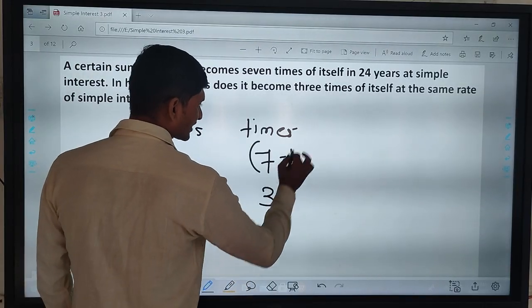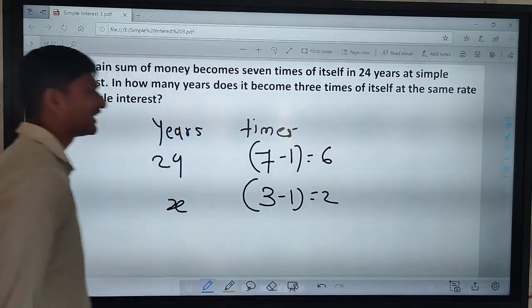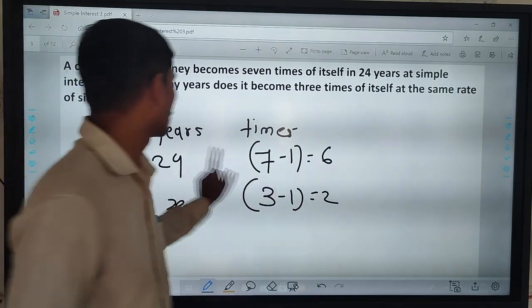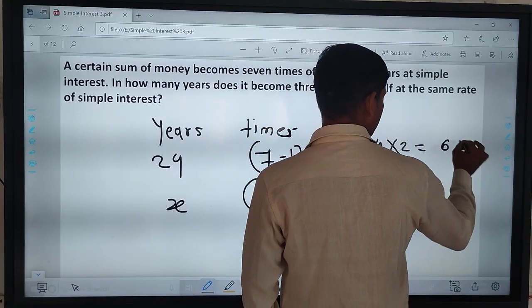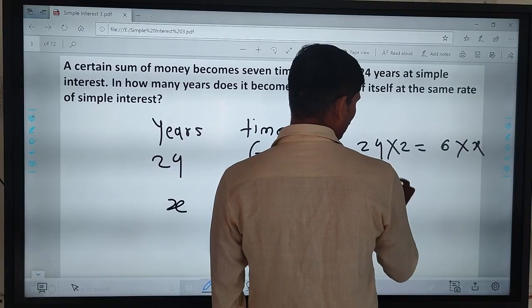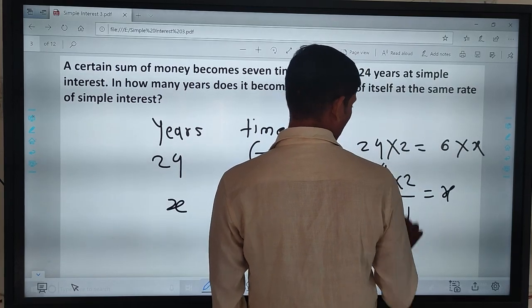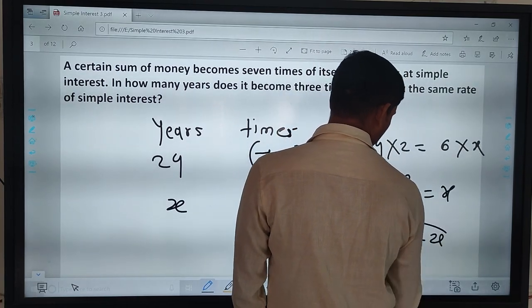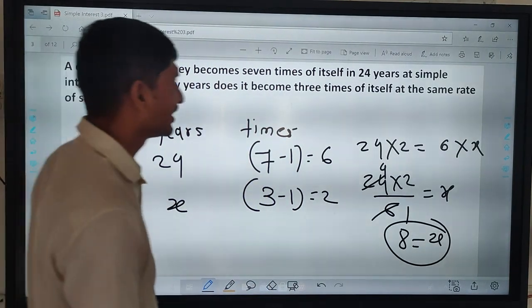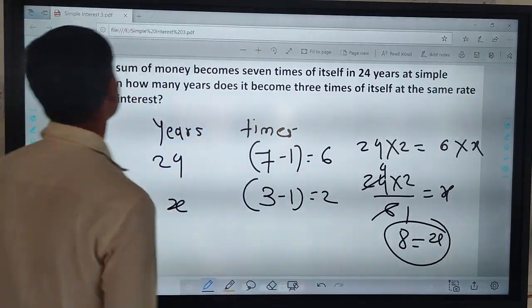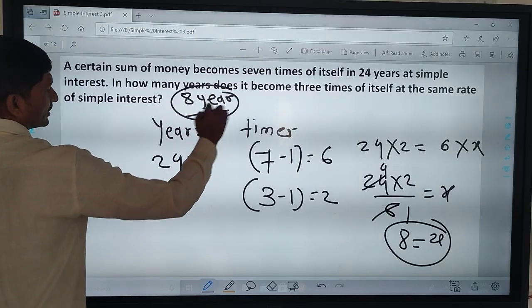Only 1 is subtracted from these. Here 6, here 2. We take cross multiplication of these two. Then 24 into 2 is equal to 6 into x. Then 24 into 2 divided by 6 is equal to x. And your answer is 8. Then it becomes 3 times in 8 years.